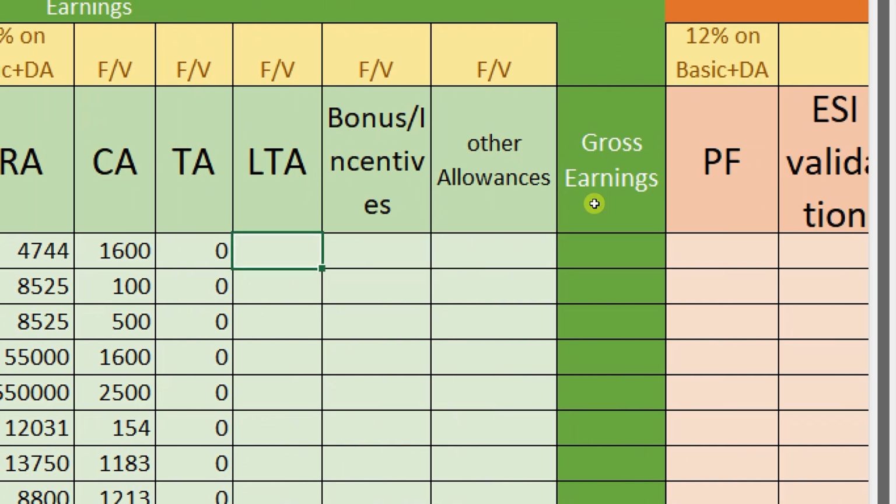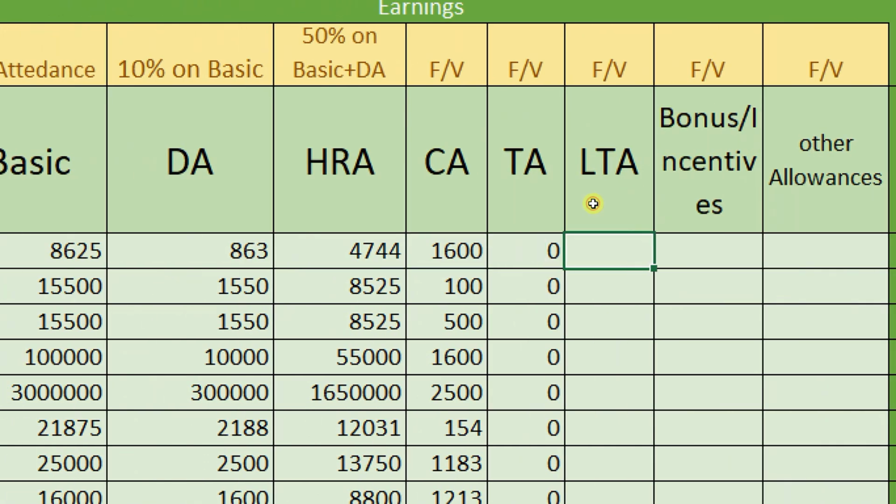LTA. Leave cum travel allowance. Leave cum travel allowance, which means they will give you leave, they will pay for it. They also give you some lump sum amount for your tour plans. Paid holidays plus tour package.